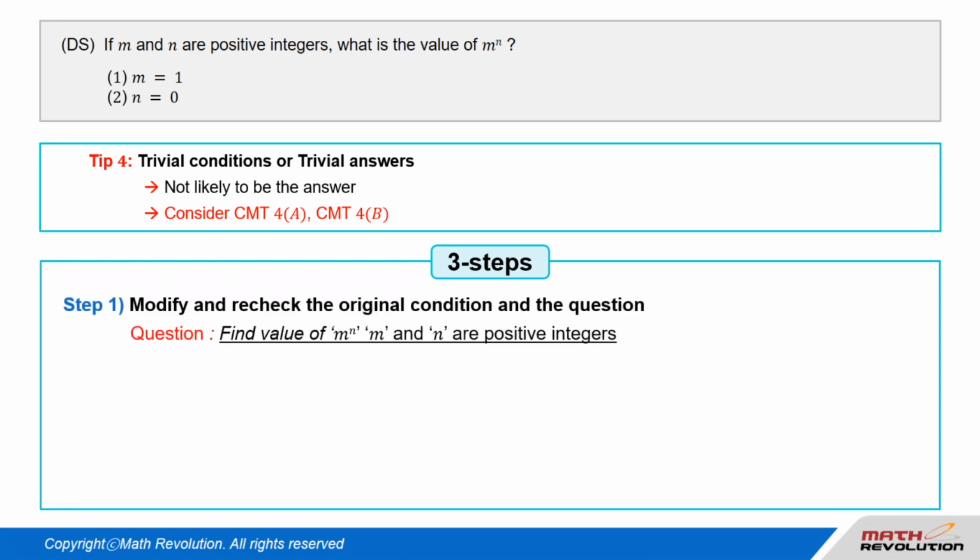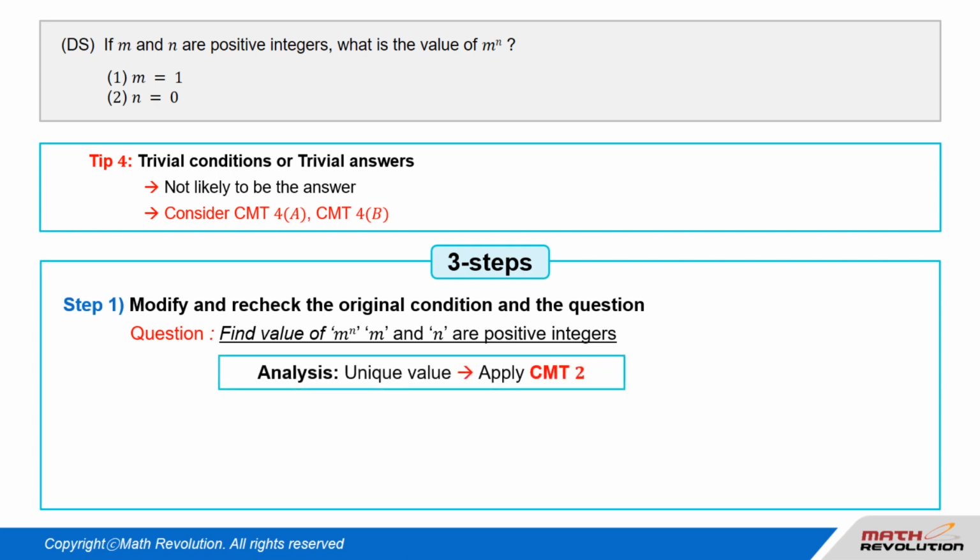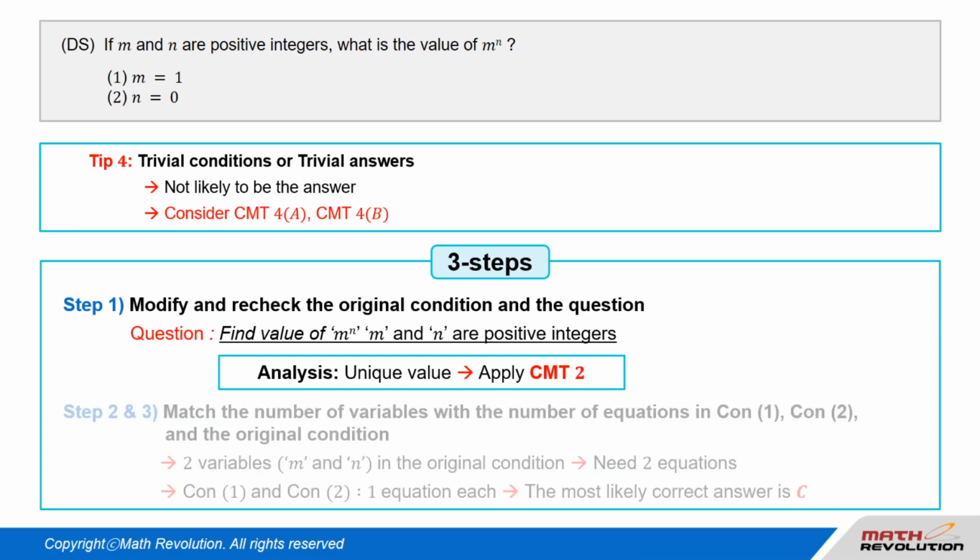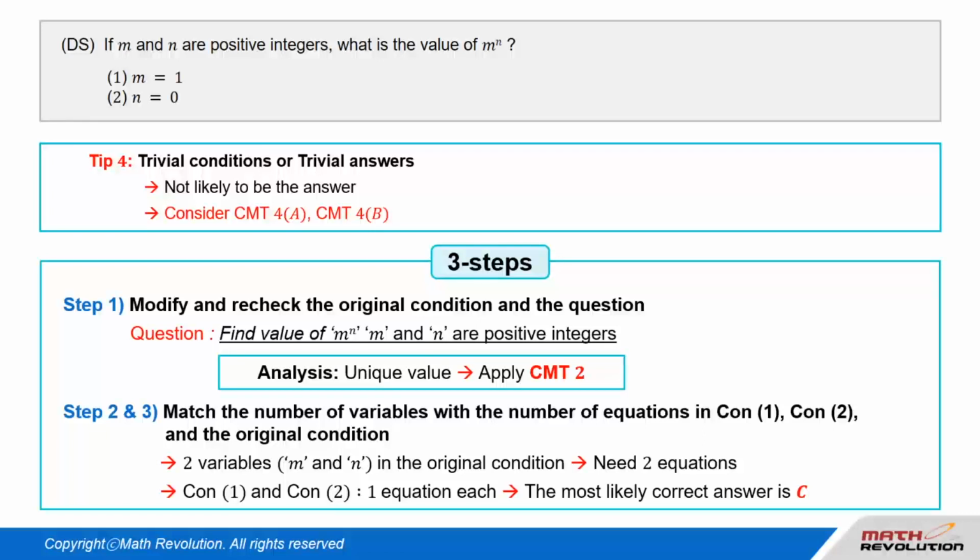Follow the first step of the variable approach by modifying and rechecking the original condition and the question. We have to find the value of m to the power of n if m and n are positive integers. The answer to this question will be unique, and therefore, we apply CMT2 to this question. Follow the second and third steps.